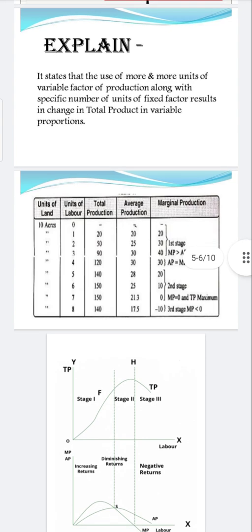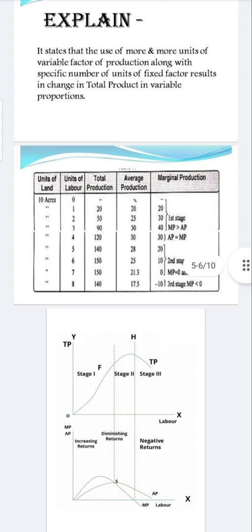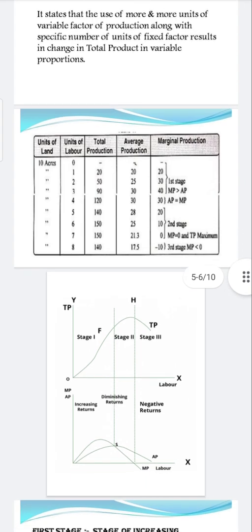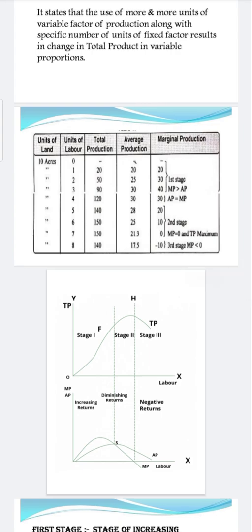Now I will explain the law of variable proportion with the help of this table, in which land is taken as the fixed factor of production and labor is taken as the variable factor of production. Firstly we have to take AP, then we will calculate TP by AP into Q, and we will calculate MP as TP n minus TP n minus 1.